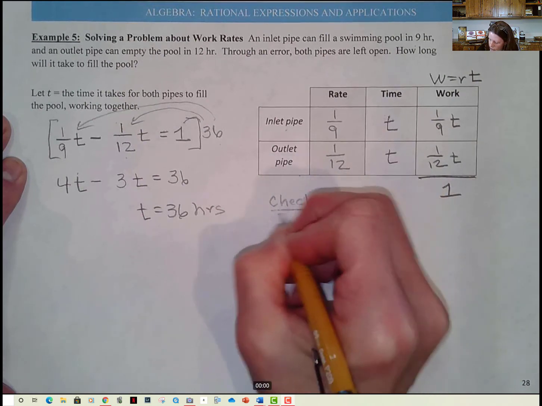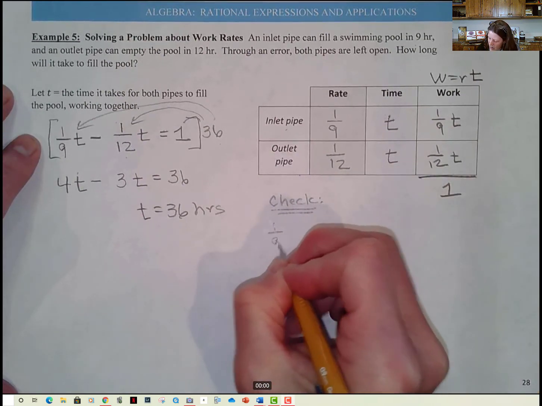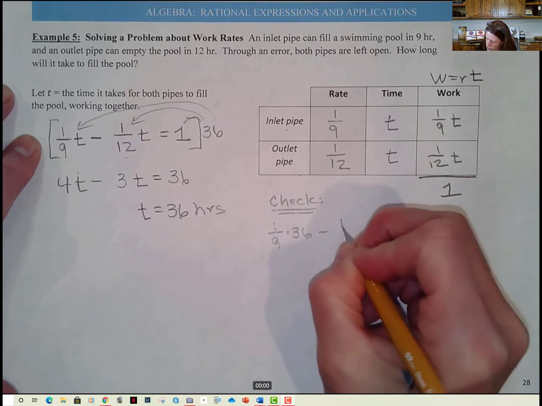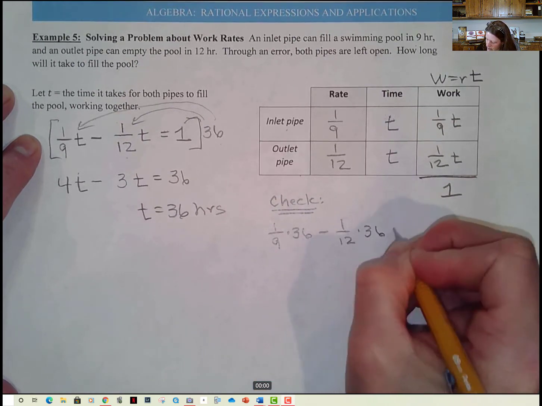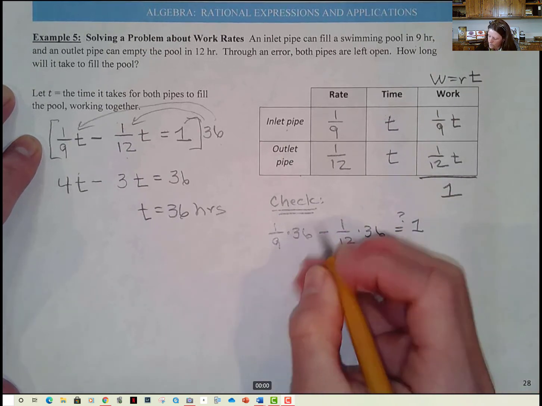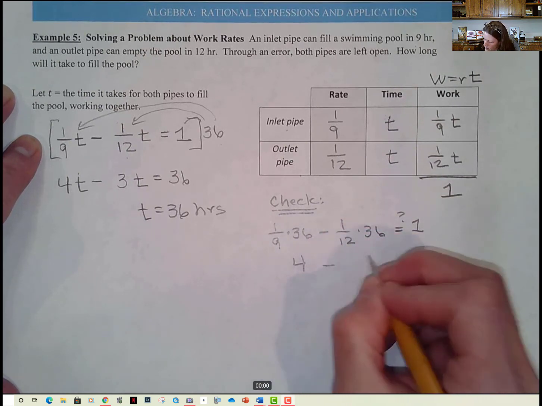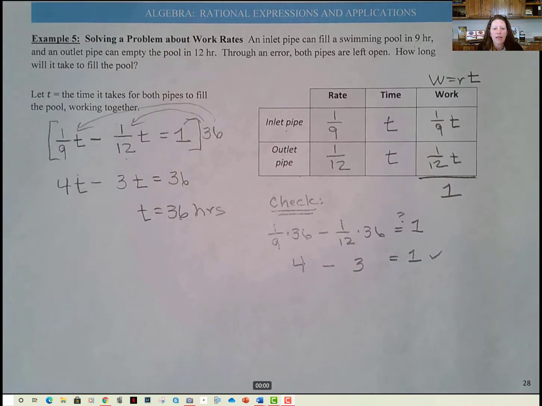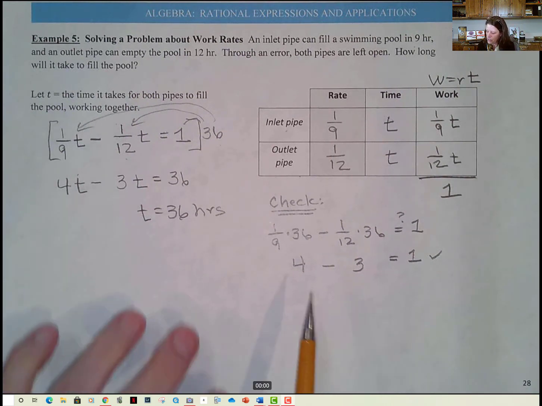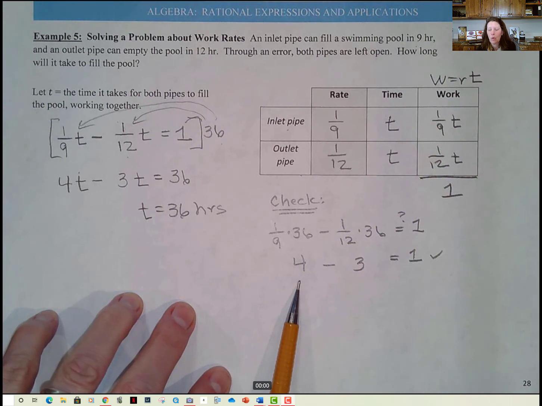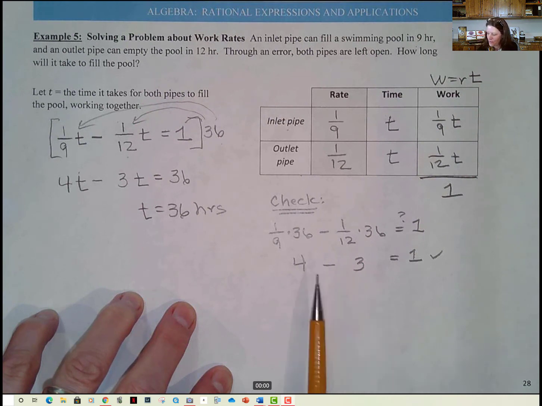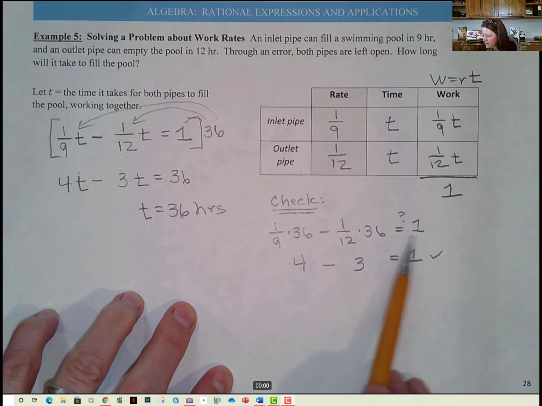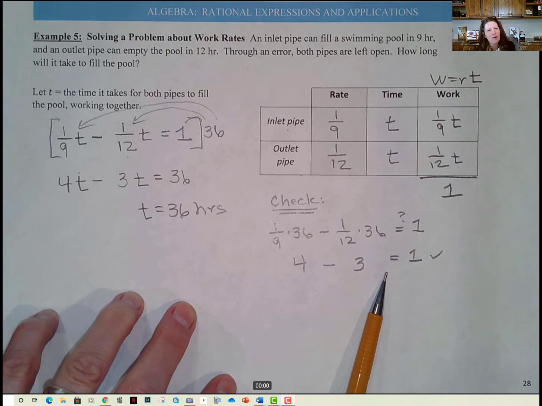Checking in our original equation. 1/9 times 36 minus 1/12 times 36. Is that equal to 1? In other words, is 4 minus 3 equal to 1? Sure it is. And what's happened here is that in this 36 hours, the inlet pipe has put in enough water to fill that pool 4 times, while the outlet pipe has taken out enough water to empty it 3 times. Filling it 4, emptying it 3 leaves us at 1 complete job.